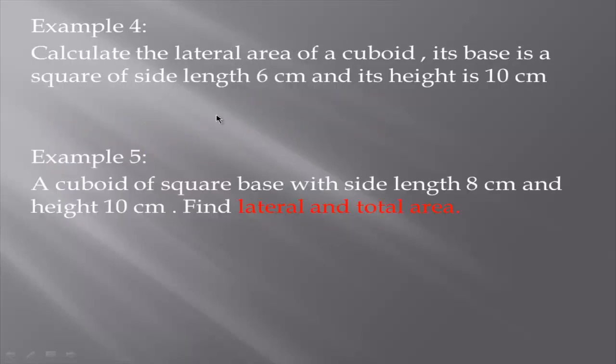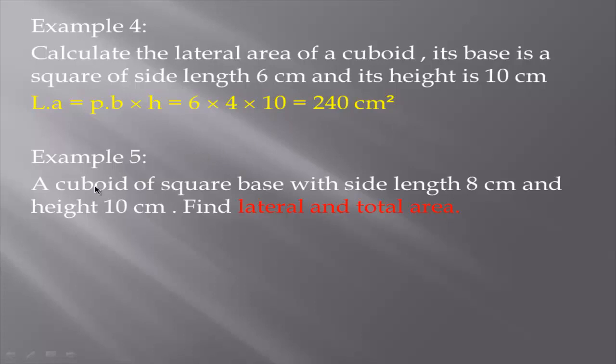Now jump to another example. Calculate the lateral area of a cuboid whose base is a square of side length 6 centimeters and its height is 10 centimeters. In this application you note that he determined our base as a square base. So the lateral area will be, as usual, the perimeter of the base by height. The perimeter here is of a square, so it will be side by 4, by 10, equals 240 centimeters square.